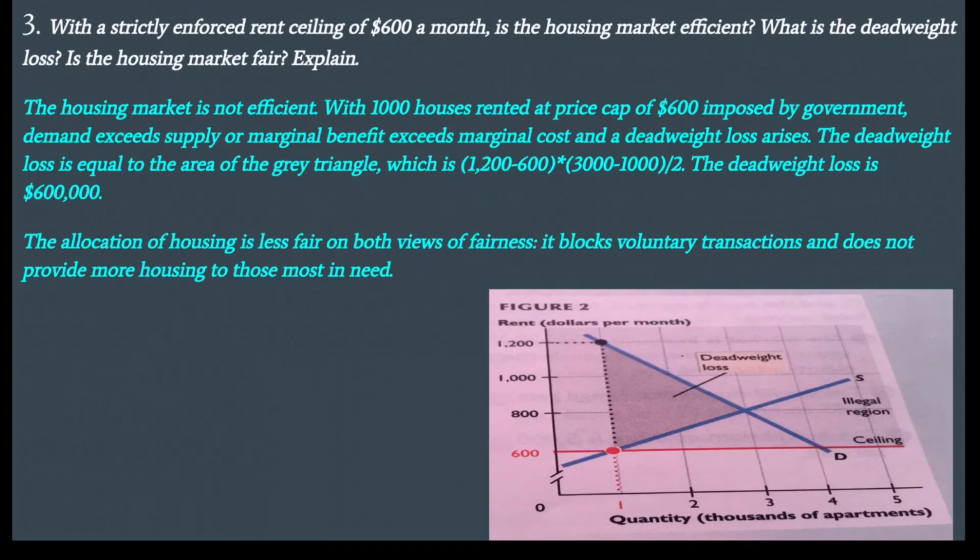With a strictly enforced rent ceiling of $600 a month, is the housing market efficient? What is the deadweight loss? Is the housing market fair? Explain. The housing market is not efficient.